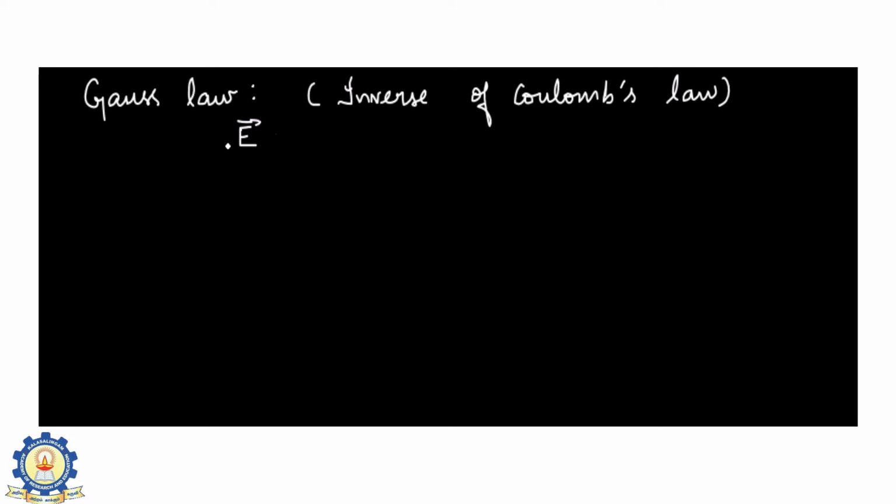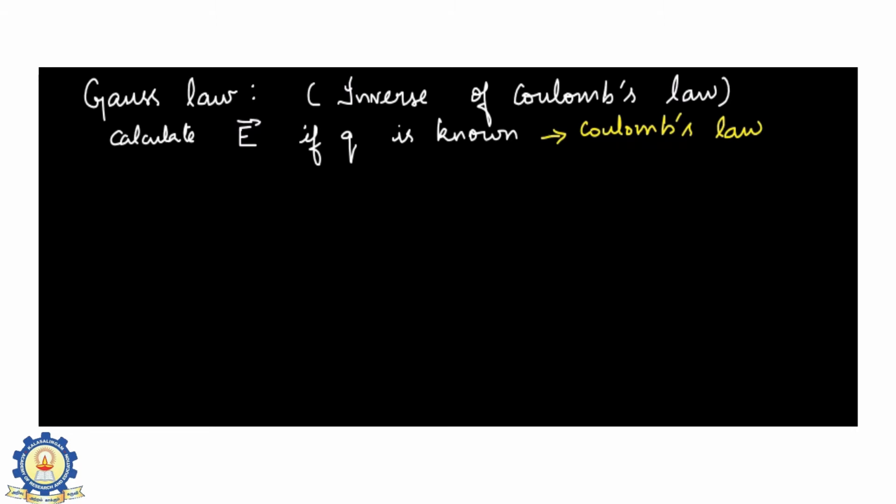In Coulomb's law, what we found is that we can calculate the electric field when we know the charge. The vice versa is the Gauss law. We can calculate the charge if the electric field is known. So this is Gauss law.